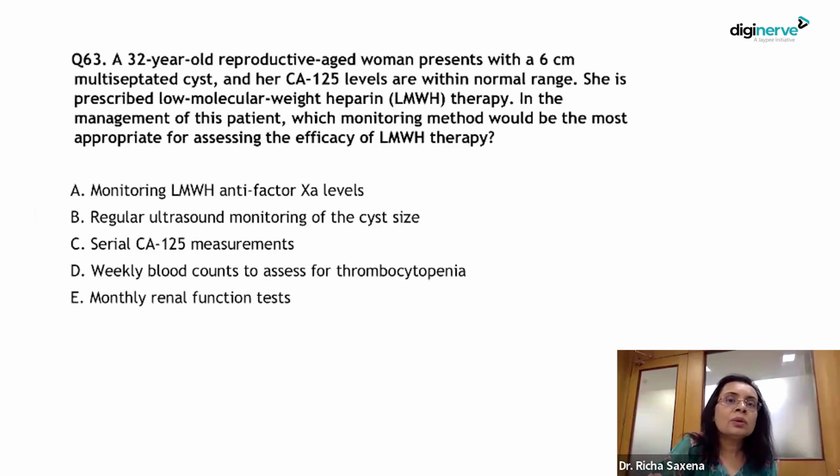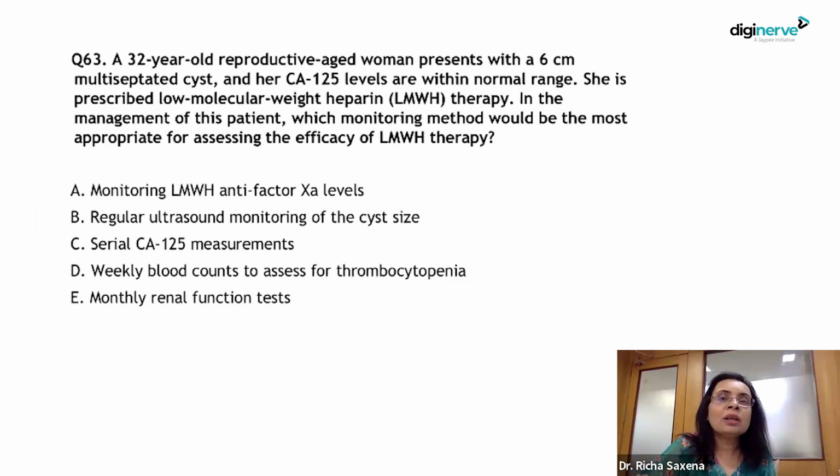A 32-year-old reproductive aged woman presents with a 6 centimeter multiseptated cyst, and her CA-125 levels are within normal range. She is prescribed low molecular weight heparin therapy. In management of this patient, which monitoring method would be most appropriate for assessing the efficacy of low molecular weight heparin therapy? So again, in this question, you can see they have given a big clinical scenario just to confuse you.